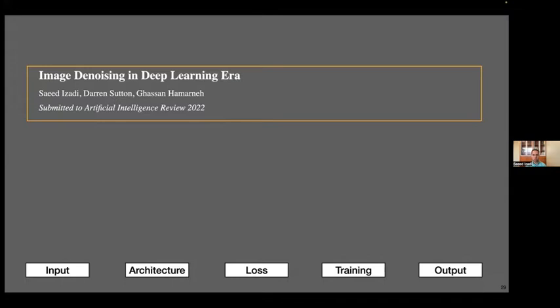Moving to the image denoising section, we start with a study we performed on a large set of existing denoising networks. We investigate all the innovations in existing denoising methods across all categories, such as the input architectures, loss designs, training schemes, and the outputs. This survey has been submitted to the Journal of Artificial Intelligence Review.